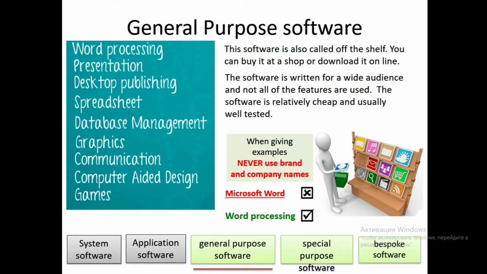General purpose software refers to word processing, presentation, desktop publishing, spreadsheet, database management, graphics, communication, computer-aided design, and games. Don't say Microsoft Word, say word processing.